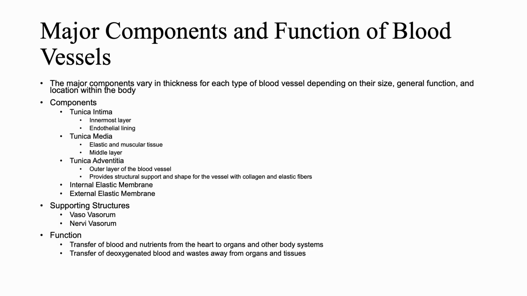The middle layer of a blood vessel is the tunica media. This is a muscular layer containing smooth muscle and elastic connective tissue. It is responsible for changing vessel diameter through vasoconstriction and vasodilation. Larger arteries may also contain internal and external elastic membranes that provide additional elasticity.